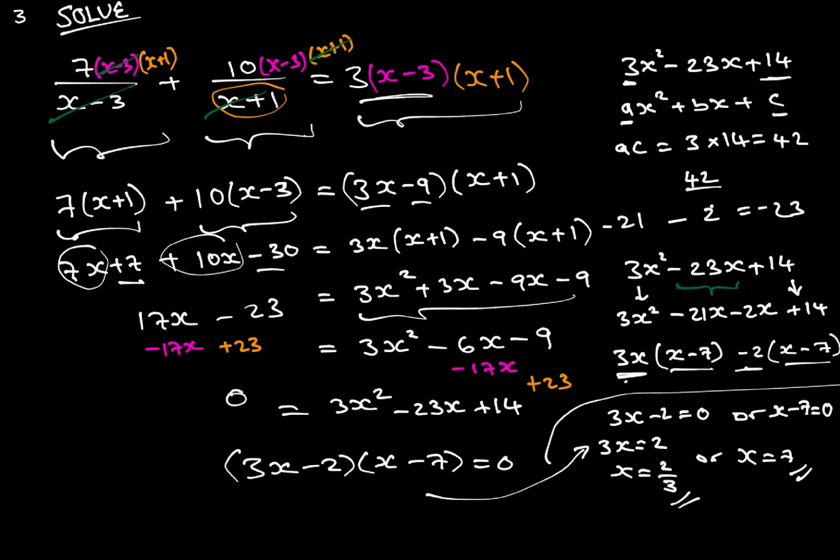If you plug in x is equal to 2/3 or x is equal to 7, obviously, if it doesn't work, you've gone wrong somewhere. Usually, if that's the case, then you've messed up with one of your negatives or slight expansion, or maybe you've just got your factors wrong when you've done the AC method, etc.